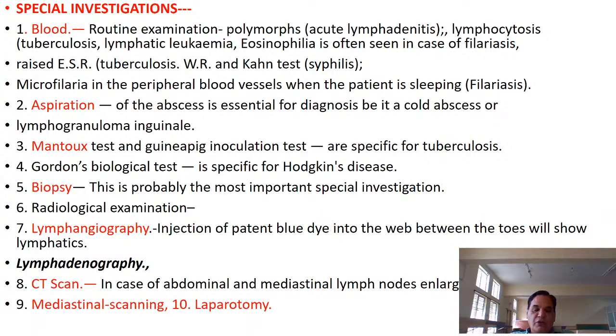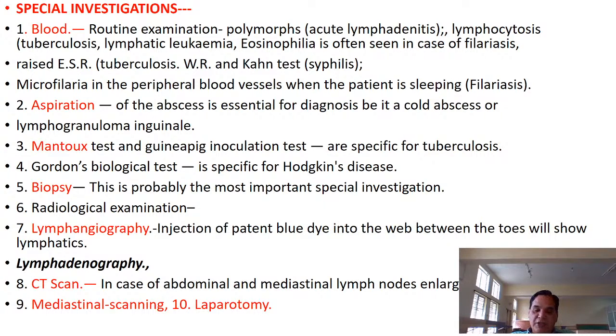And this lymphangiography is diagnostic in case of a sentinel lymph node, done in all cases of malignancy, primary breast malignancy, and also in case of malignancy of the penis. Okay, so that is lymphangiography done with the help of methylene blue or radioactive iodine. Lymphadenography, CT scan. CT scan is done primarily in abdominal and mediastinal lymph node enlargement.